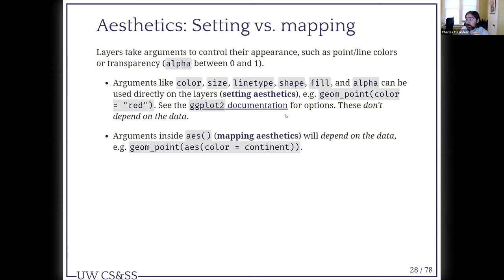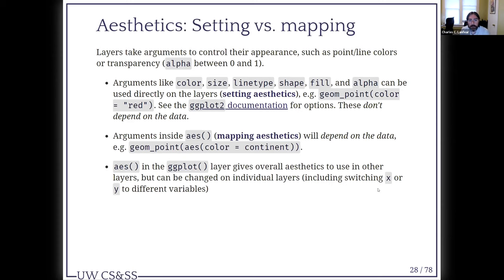Mapping aesthetics are aesthetics you put inside of aes. If I say GeomPoint aes color equals continent, I'm now going to have a different color dot for each continent in my data. So this is one color assigned to everything. This is a color that is different for every value in my data. Okay, we're going to see a lot of examples of this. If you want all your dots red, do it this way. If you want a different color for each continent, you do it this way. So aes makes these things able to vary by a column in your data.